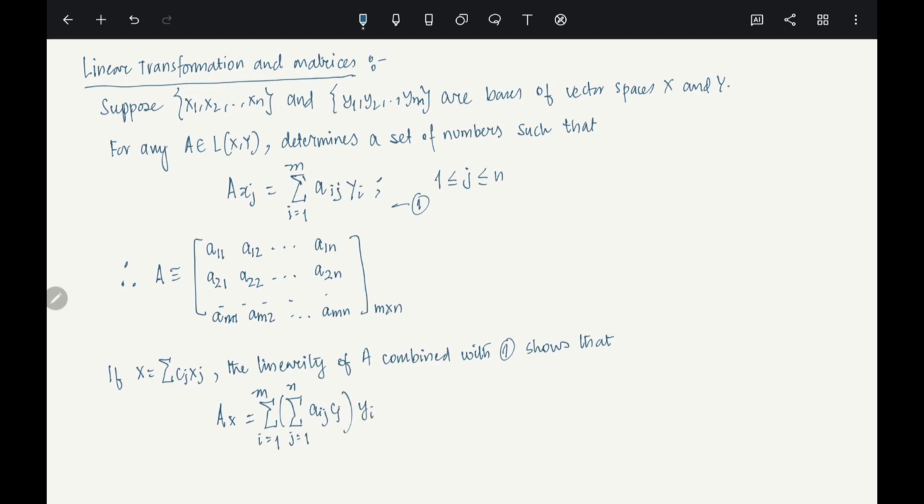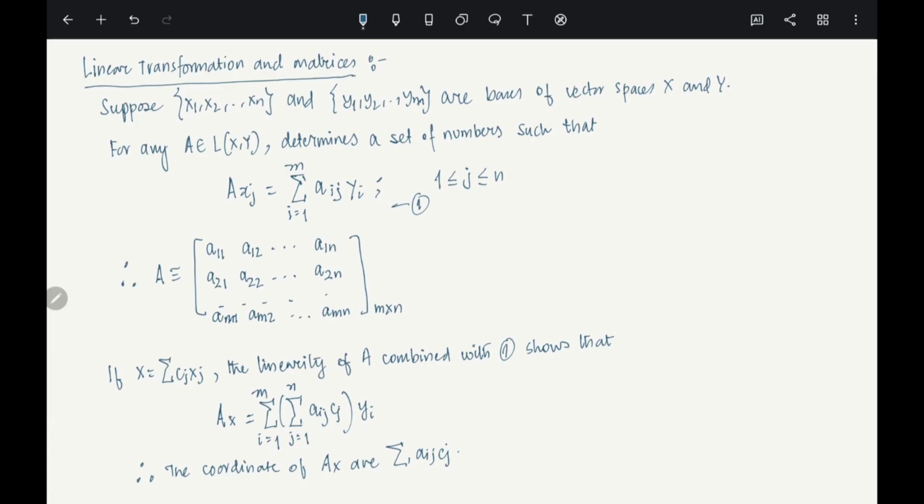Therefore the coordinates of A of x are the sums over j of a_ij c_j, and this is basically how we write it. So this is our representation: given a linear transformation, we can write it as a matrix.